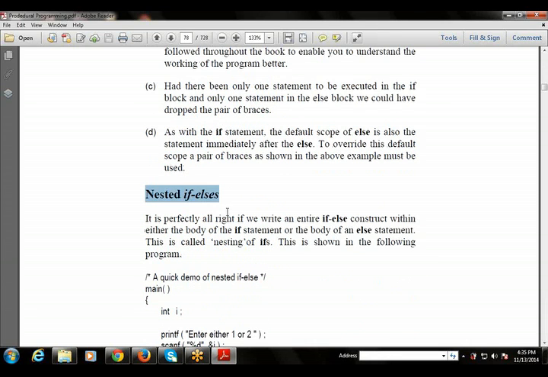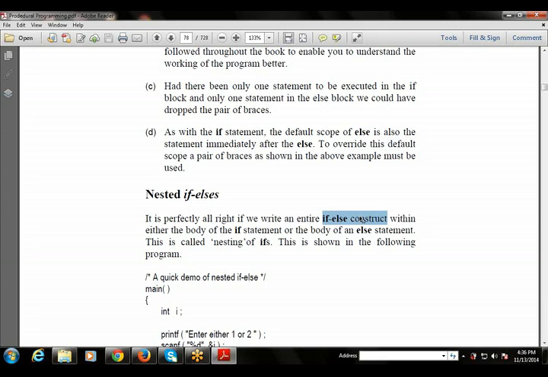Next is your nested if else. That is, it uses the if else within the if else. This says it is perfectly alright if we write an entire if else construct within either the body of the if statement or the body of the else statement. This is called nesting of if. That is the next part.